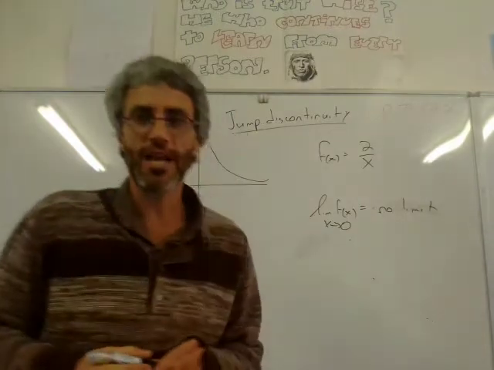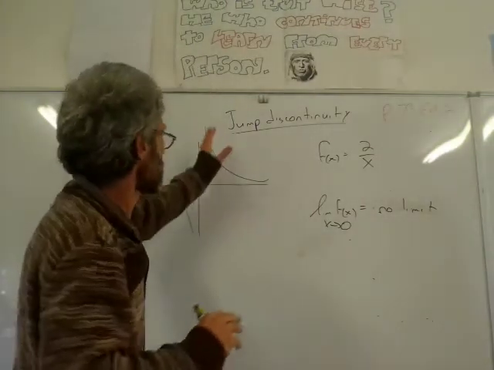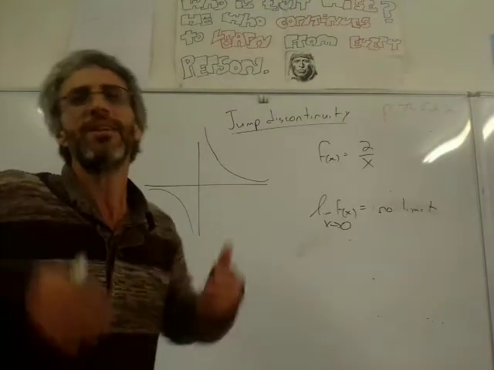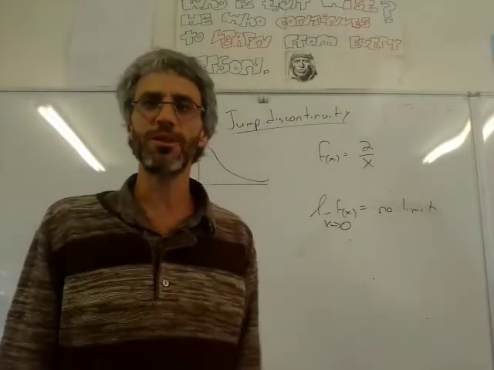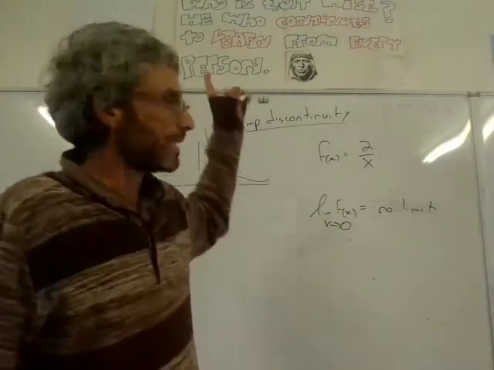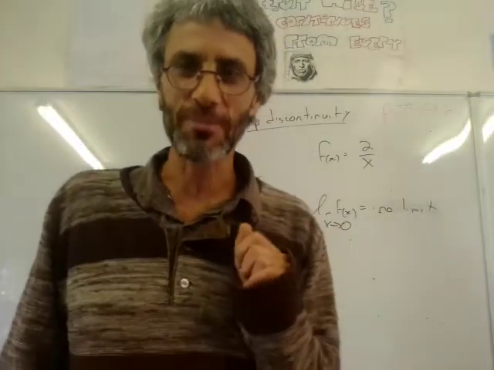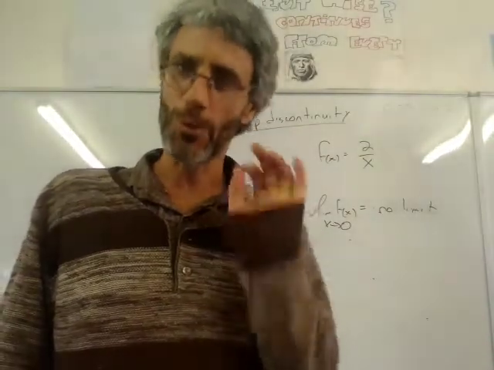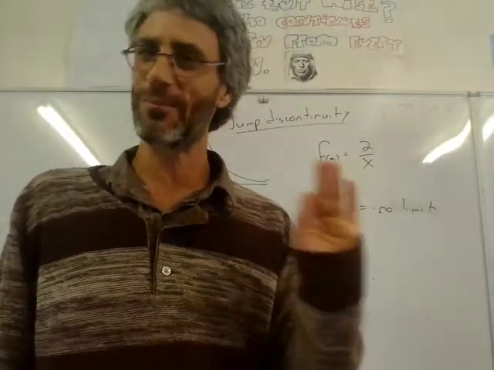Now, if the function has no limit, and it doesn't matter whether I'm going from the right or from the left, there will be no limit. Then obviously it's not a removable discontinuity. In the book, they call it a jump discontinuity. That's what they call it. But really, that is actually not a jump discontinuity.